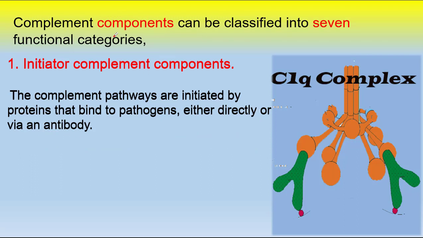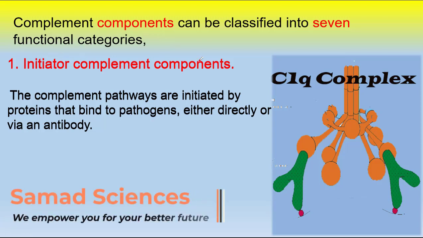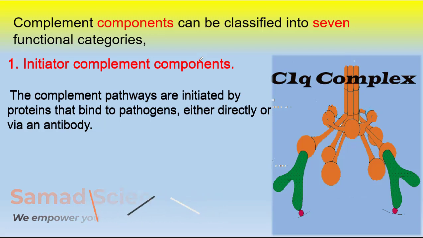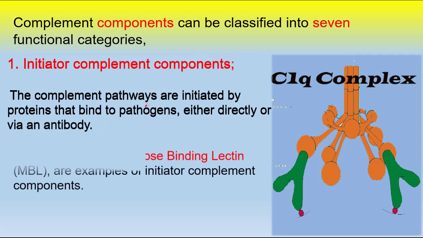The first category is initiator complement components. These are the components which, when bound to the pathogen, activate the complement system directly. The complement system is also activated indirectly by antibodies. For example, C1q, mannose binding lectin, and some other components are all examples of the initiator complement components.